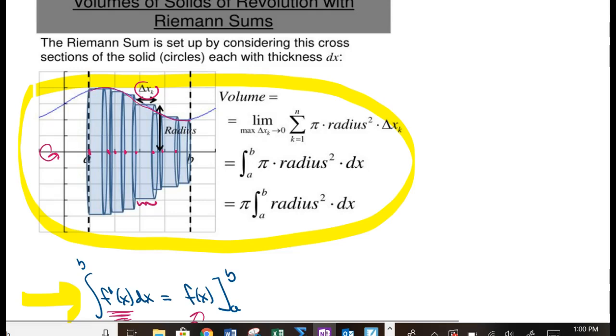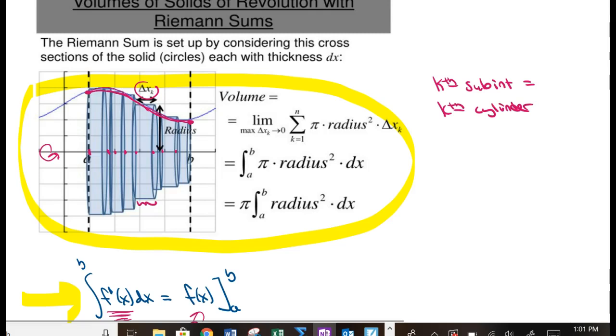Now, in the days of the area, if this were an area question, the kth subinterval would be the kth rectangle. But in the case of this problem, where we take this area that's bounded in here and revolve it around the x-axis, we have a volume. So really the kth subinterval is the kth cylinder, so to speak.